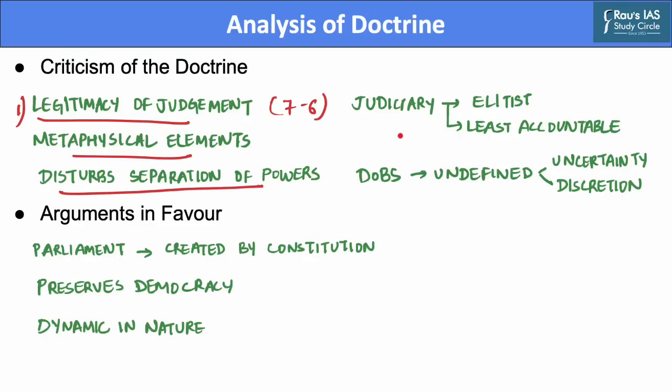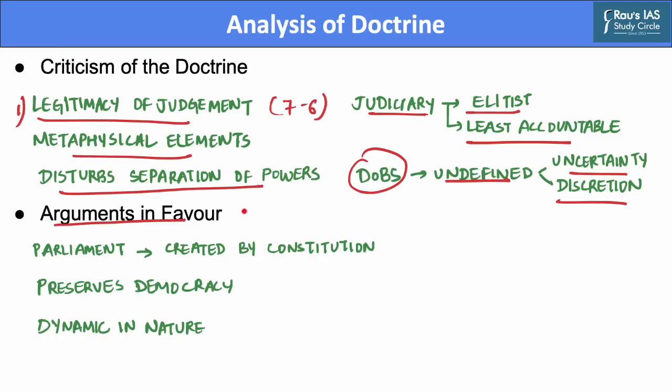Further, the judiciary is the least representative and the most elitist of the institutions, thus being least accountable, hence assuming the role of super legislature, which is unsuitable for a democracy. Since the entire spectrum of doctrine of basic structure remains undefined, it creates uncertainty and discretion, thus affecting the working of executives. However, there are some arguments in the favor of doctrine of basic structure.